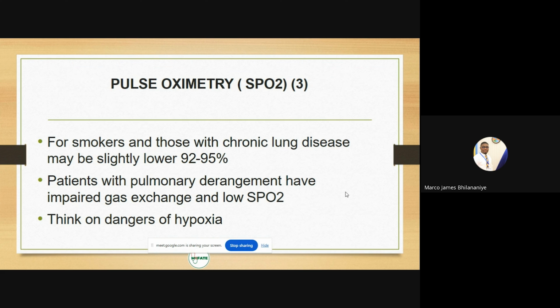So whenever you see a patient on the pulse oximetry with a reading less than 90, you have to be serious in looking after the patient. Make sure that you oxygenate the patient as much as you can.